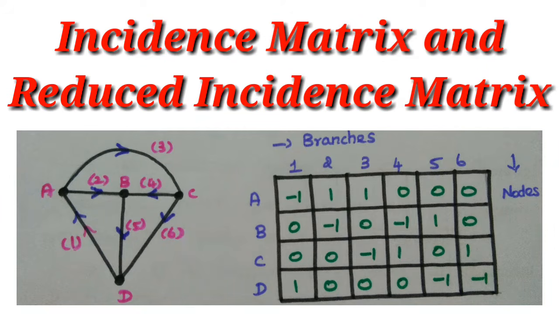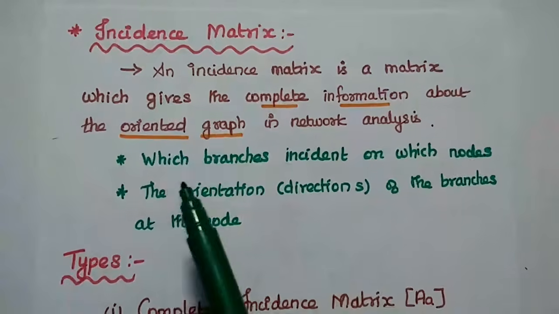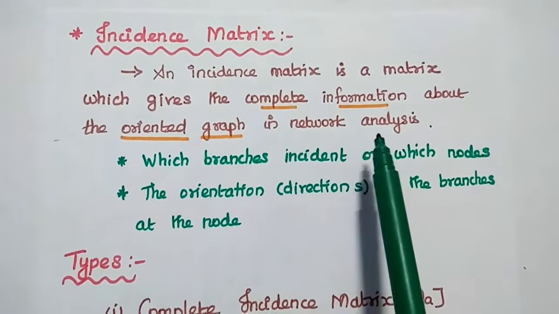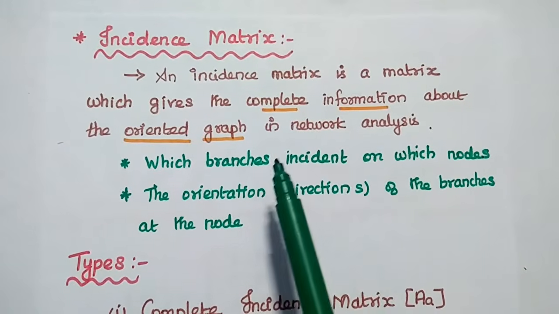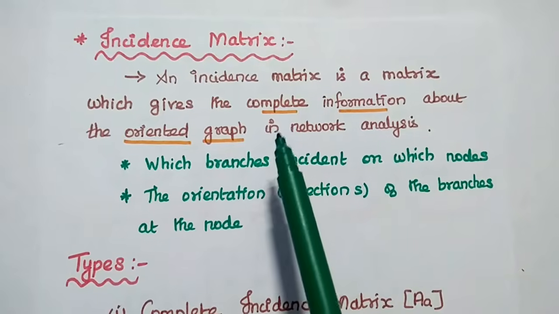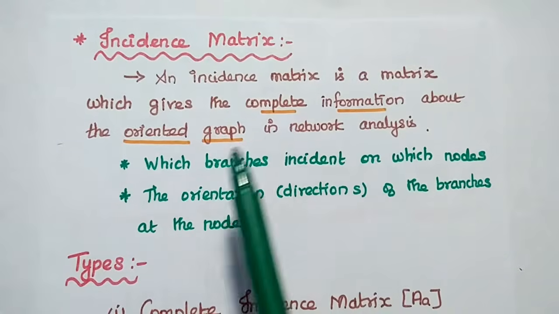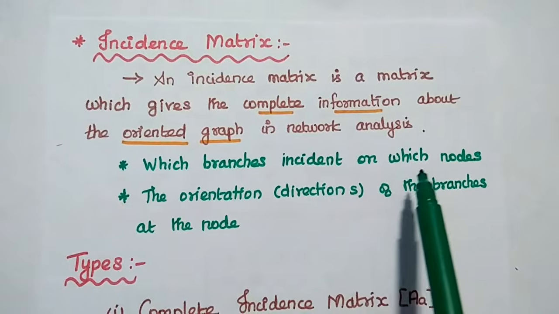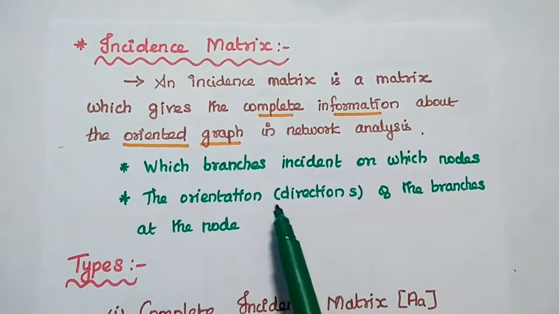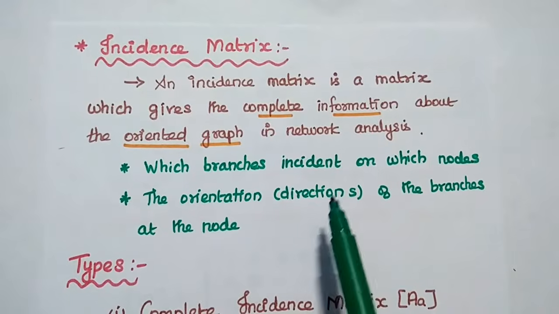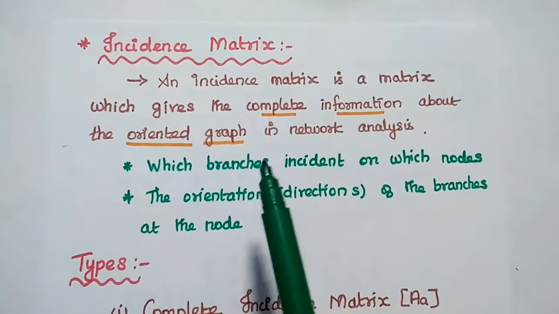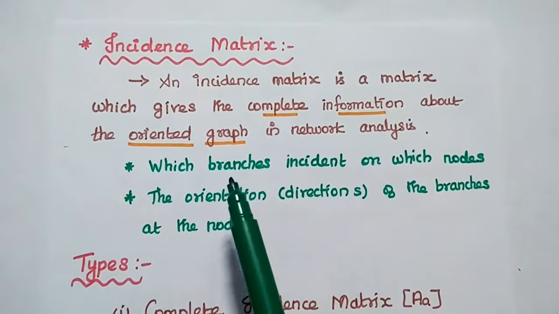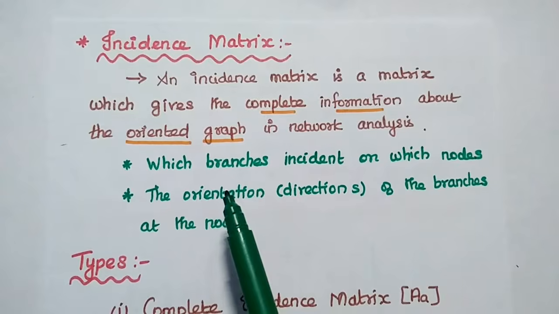Dear students, now we are going to discuss incidence matrix and reduced incidence matrix in detail. Incidence matrix is a matrix which gives the complete information about the oriented graph in network analysis. Here the complete information means which branches are incident on which nodes and the orientation, that is the direction of the current flow of the branches at that particular node. So this incidence matrix is applicable only for the oriented graph.